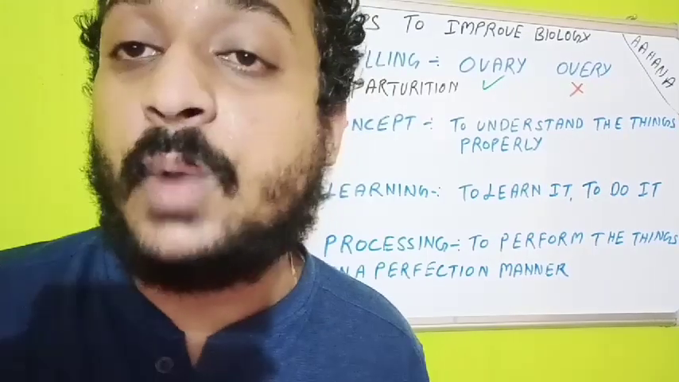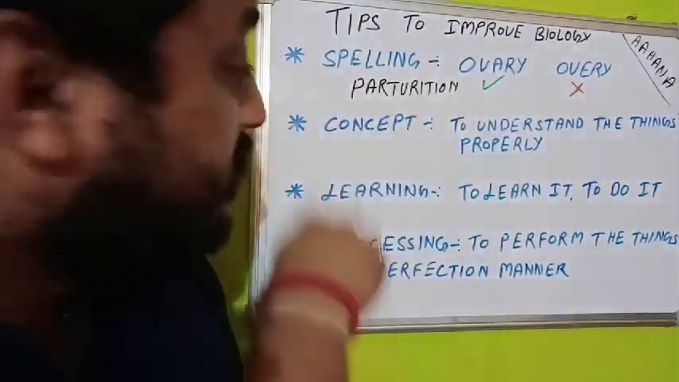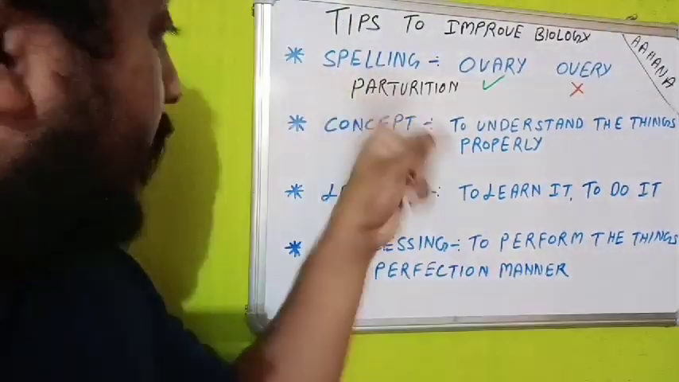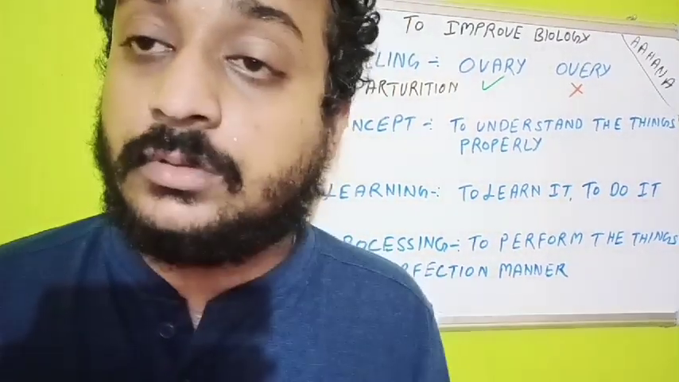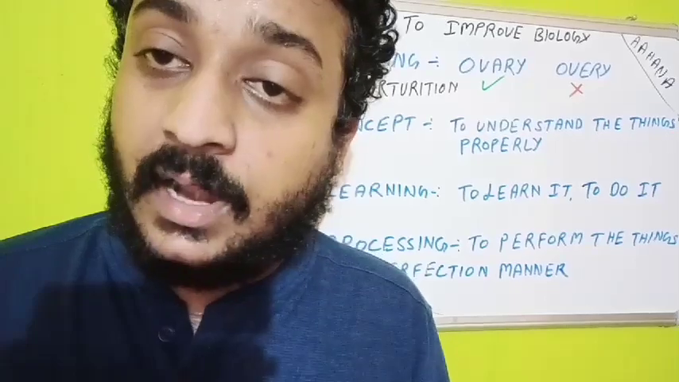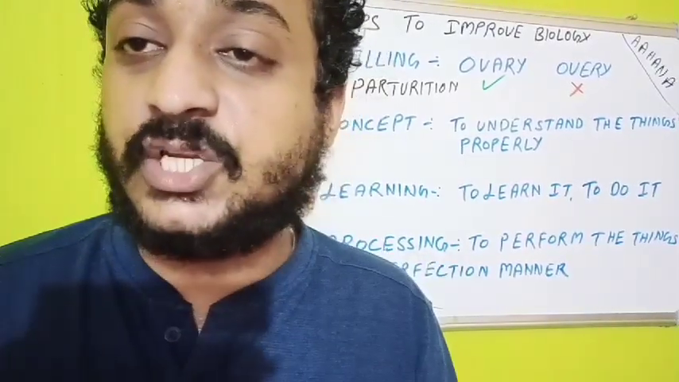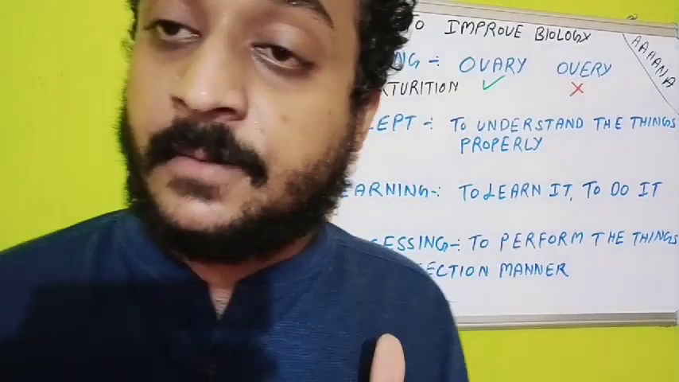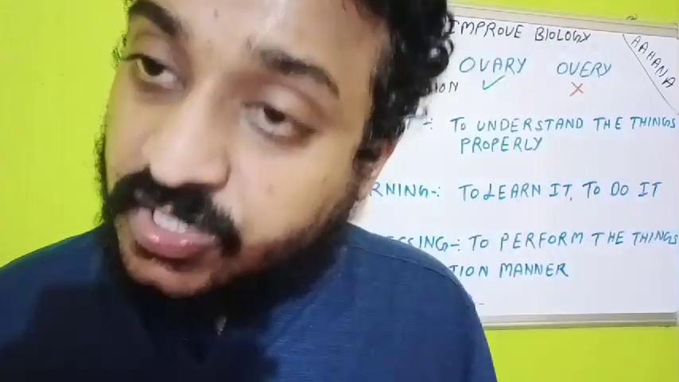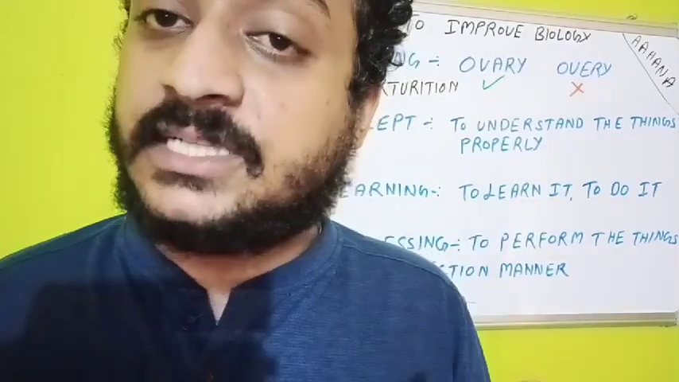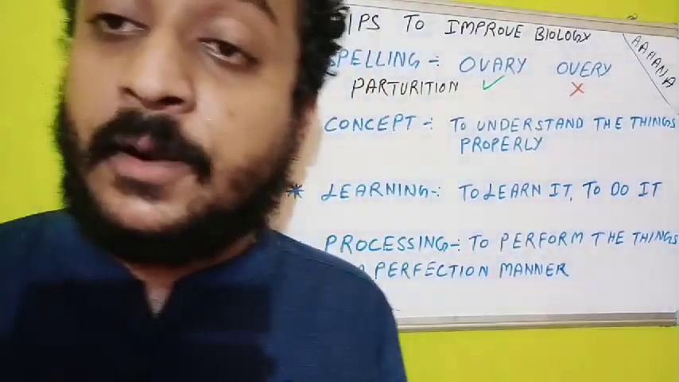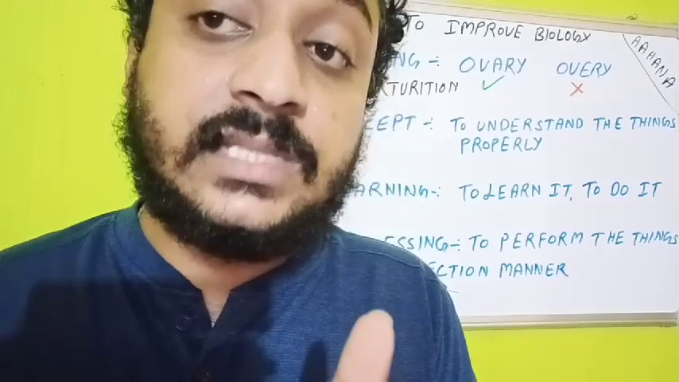So that is the reason why I am saying, please follow these 4 steps: spelling, concept, learning, processing. Try to spell out the things in a proper manner, with proper pronunciation. Try to have a good concept. If not, take the help of the teachers, no problem at all. Approach the teachers, try to have a proper concept. Learn the things properly rather than mugging up and memorizing.